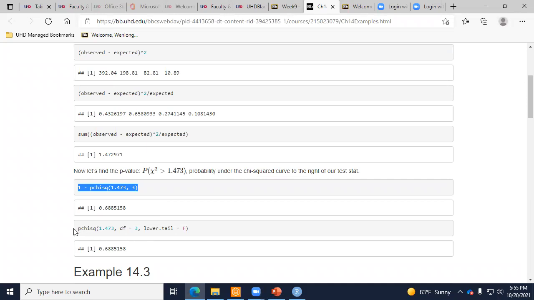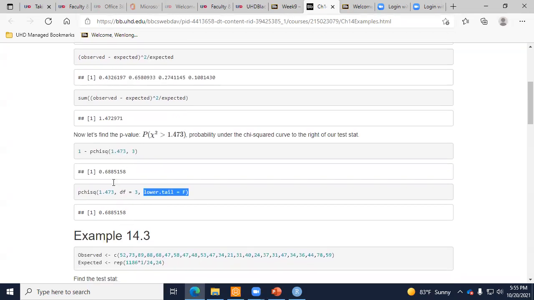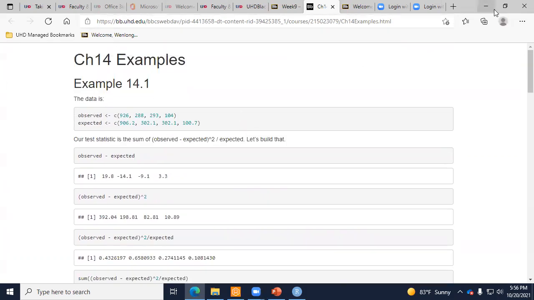Or you can also do this, the p chi-square, and you tell R that lower tail is false. That means it will take the upper tail. Upper tail means the right-hand side, the tail on the right. So you can also do this. You will get the same value for p. Okay, so this is for this example.